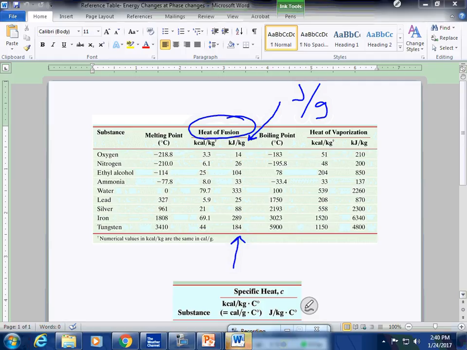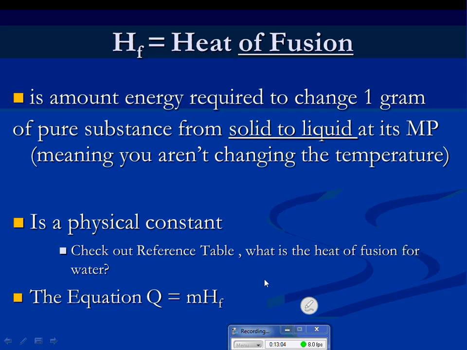Okay, so I can just say, instead of kilojoules per kilogram, I can just say joules per gram. So if we're looking at this particular table and we're saying, what is the heat of fusion for water? The value that we're going to need here is 333 joules per gram. I'm going to switch now back onto the PowerPoint. Okay, so here we go back with the heat of fusion. So the H sub F there would be 333 joules per gram based on our reference table.